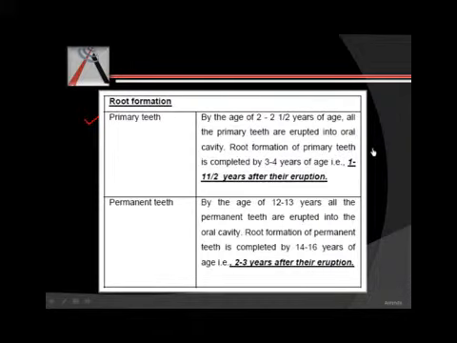Now, if you know the eruption age of a particular tooth, you can very well calculate its root completion age. For a primary tooth, you just have to add 1 to 1.5 years and you'll get the range. And for permanent teeth, you have to add 2 to 3 years after their eruption age. We do have MCQs on this.